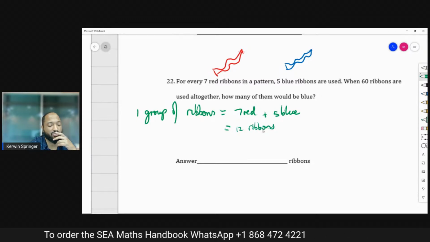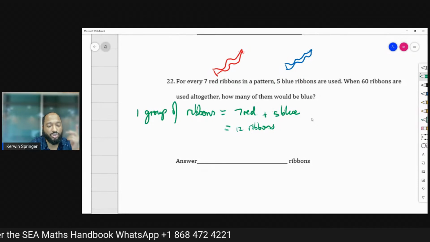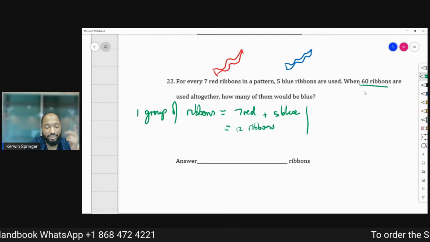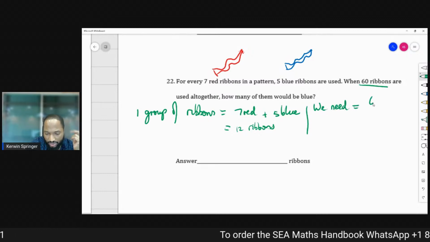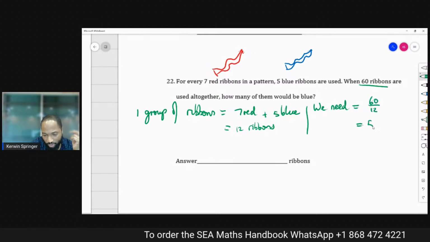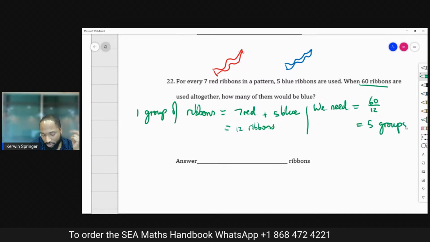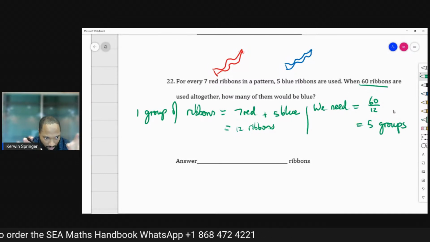Right? So we have 12 ribbons in a group. So how many groups do we need to make 60? We need 60 divided by 12, 5 groups. So we need 5 groups of ribbons with 7 red and 5 blue in them.